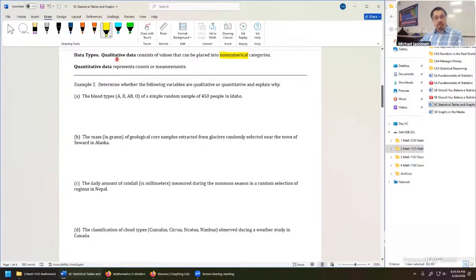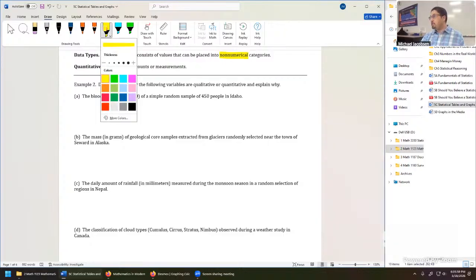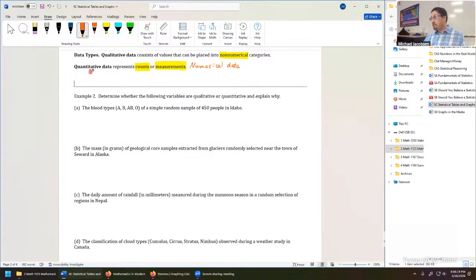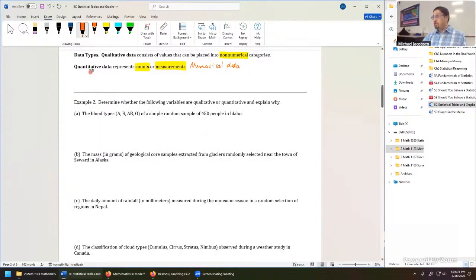Then the other type of data, quantitative, represents counts or measurements. In other words, when we say quantitative data, we mean numerical data. And we have to be kind of careful when we say numerical data. For a quick example, before we even look into example 2, think of this sort of situation.